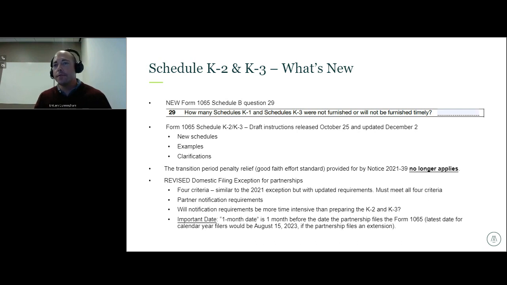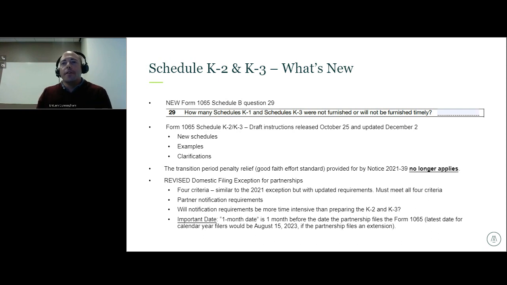An important date to remember that I'll talk about is the 1 month date. And this definition changed in the latest draft of the instructions. So the 1 month date now, and these are draft instructions, so I suppose this could still change before we get final instructions, is 1 month before the date the partnership actually files the Form 1065. I think that's important and interesting given that that's a much more uncertain date than, say, putting it as the due date.